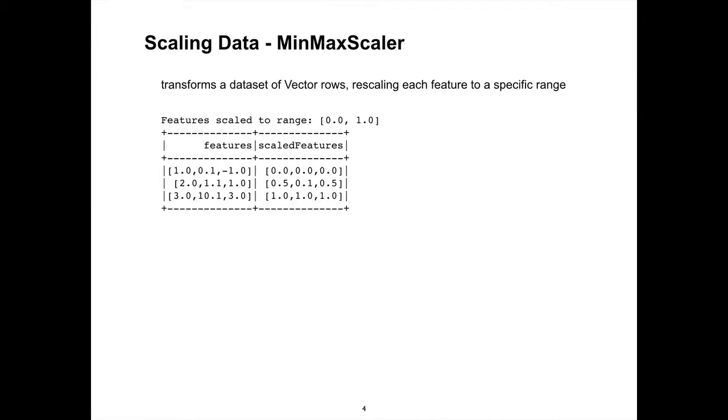There's a min-max scaler, and so you can specify a range. I want all the data between 0 and 1, or 0 and 10, and again, you do it by column. So to map 1 through 3 into 0 to 1, 1 goes to 0, 3 goes to 1, and then 2 is in the middle, so it goes to 0.5.